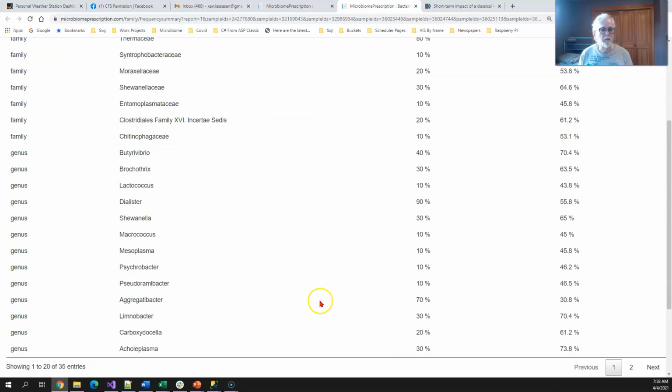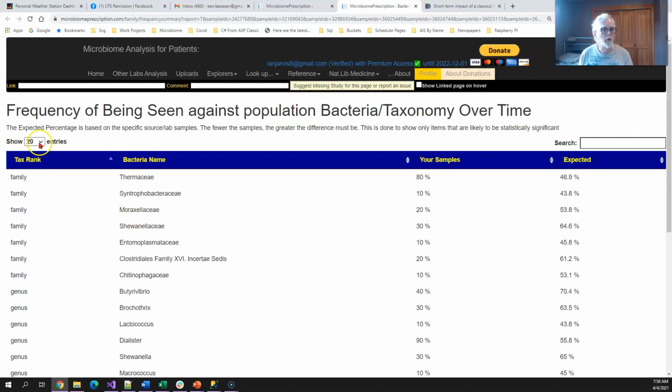And we have a total of 35, so we could just go over and do it. I set the differences up reasonably appropriate for the number of samples coming in. The more samples that come in, the smaller the difference will become to be shown up on the list, and the fewer the samples, the bigger the difference has to be shown up.